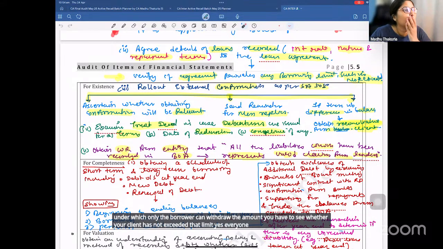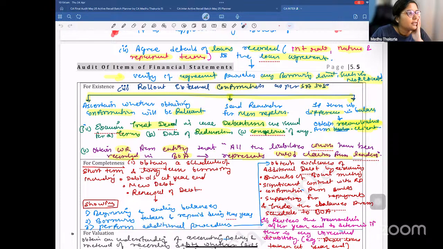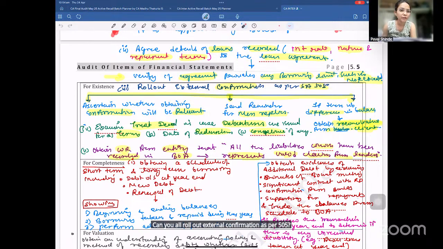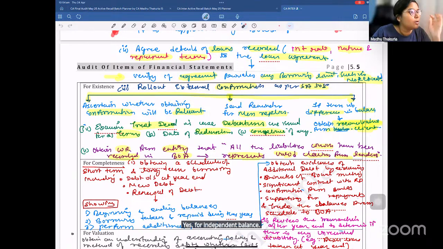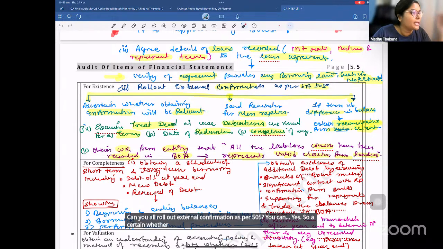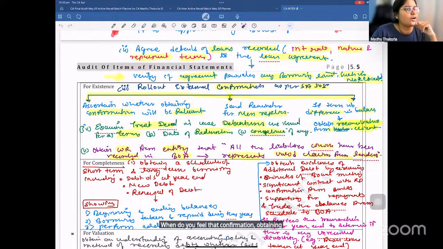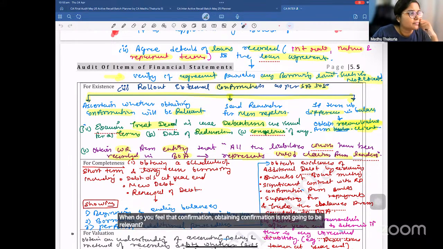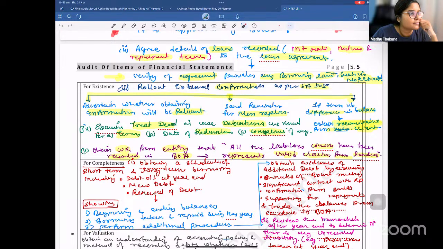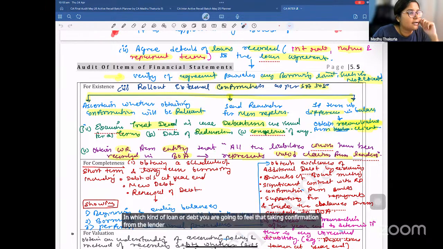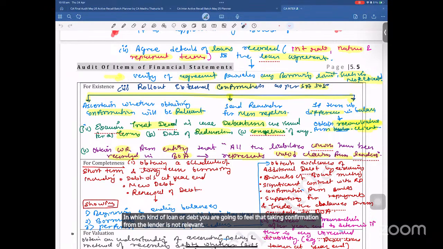Yes, everyone? Can you all roll out external confirmation as per 505? Yes, for independent balance. So ascertain whether obtaining confirmation in this case will be relevant. When do you feel that obtaining confirmation is not going to be relevant? In which kind of loan or debt would taking confirmation from the lender not be relevant? Ma'am, for small loans.